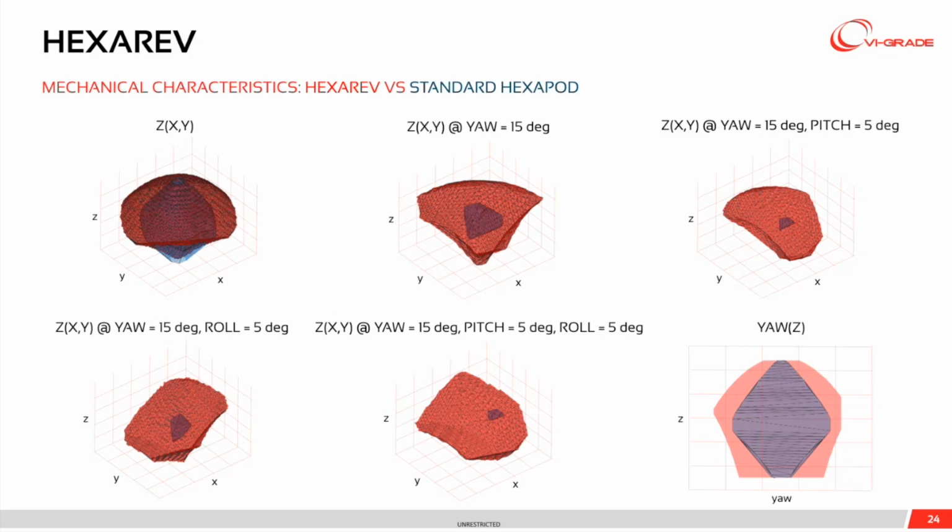The same, you can see it on the third picture, where you have yaw and pitch combined, or the yaw and roll combined, and last but not least, the yaw, pitch, roll combined compared between the HexaRev and standard hexapod. The last plot instead is the yaw capability as a function of the Z travel, the vertical travel. In this case, it's just a two-dimensional plot, but you can see that the envelope is again wider compared to a standard hexapod.